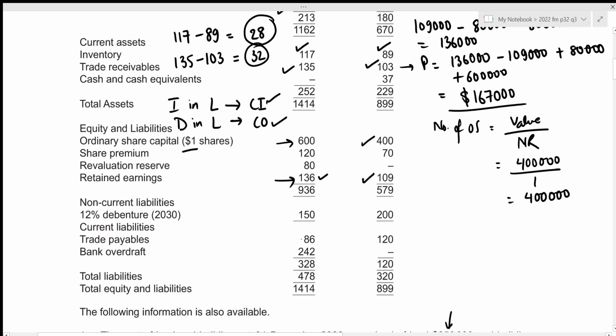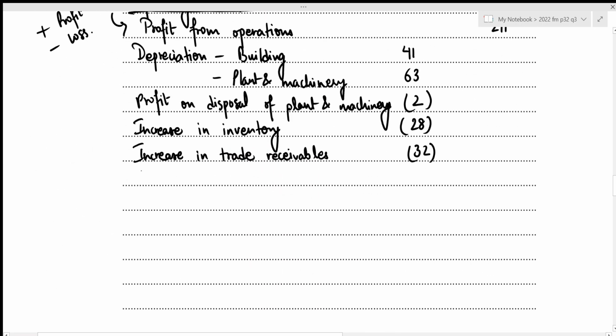We can see that for trade payables, previously the value was 120,000, whereas now it's 86,000, which means that there is a decrease which needs to be subtracted. So that's just going to be 120 minus 86, which results in 34. Let's subtract this amount in our statement of cash flows. So that's going to be decrease in trade payables. That was of 34.